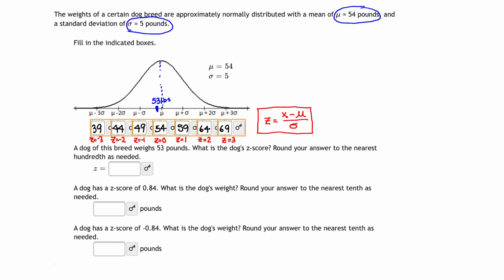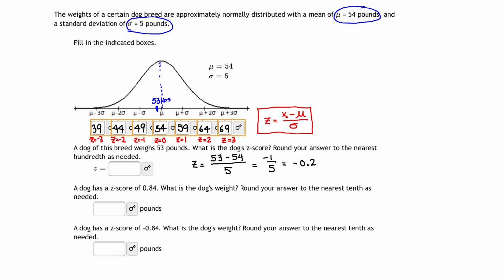So what will the z-score be when x is 53? Well, let's just plug everything into the formula. z will be 53 minus the mean, which is 54, divided by the standard deviation, which is 5. 53 minus 54 is negative 1. Negative 1 divided by 5 is negative 0.2.